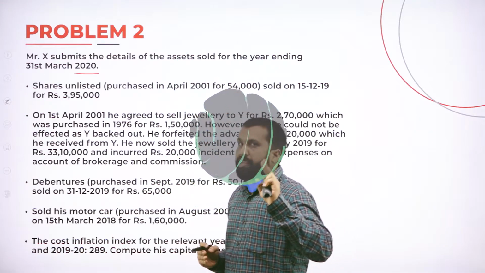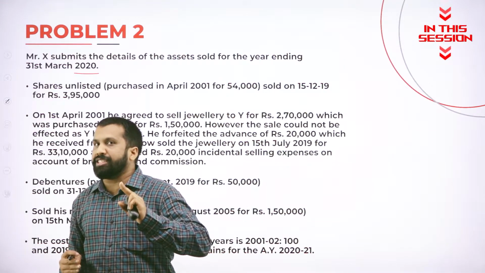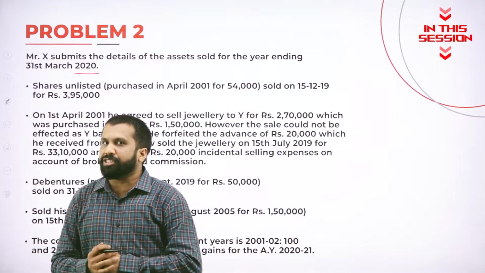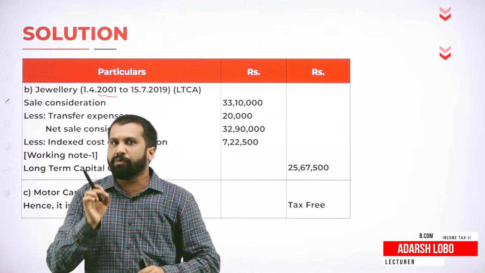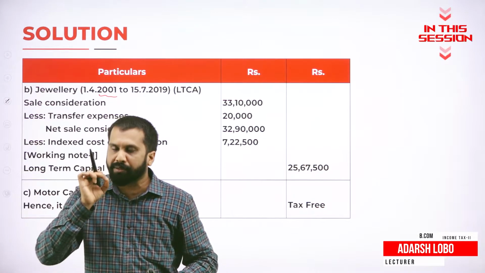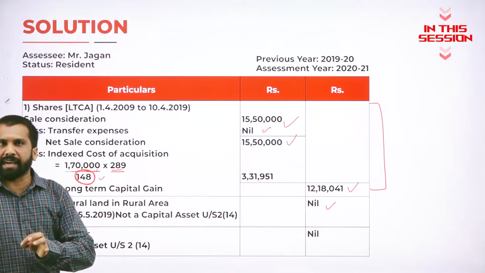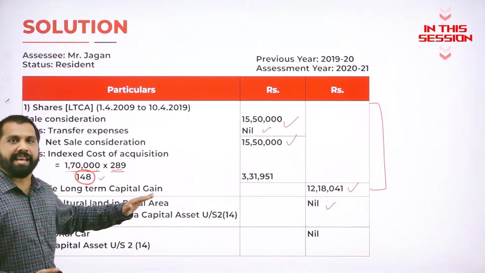There are two types of equity shares: one is listed, another one is unlisted. Any transaction that happened before 2001, we should consider as 2001 only. Any agricultural land in a rural area is not a capital asset.